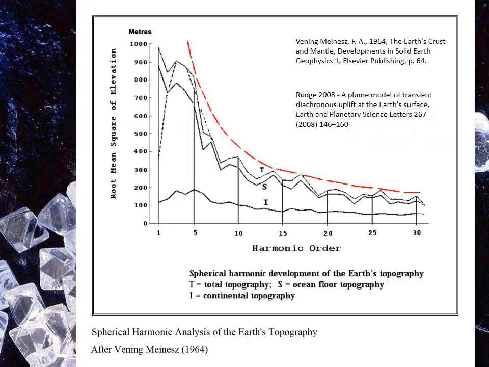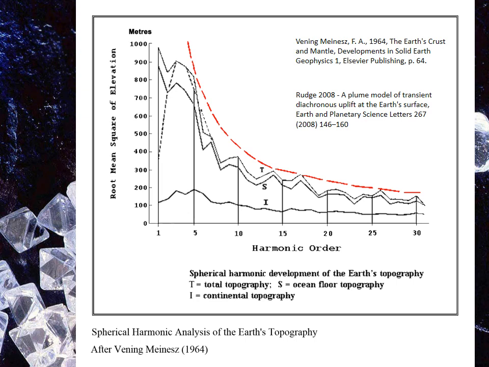The discovery by Weenik Mines of this root mean square of elevation relationship to the spherical harmonic order of the Earth has far-reaching implications in respect to understanding whole Earth process, all the processes in the Earth, and it assists us in understanding why diamond deposits are where they are.